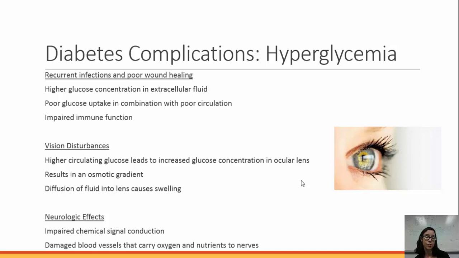High circulating glucose also can get caught in the ocular lens, causing an increase in the fluid because the concentration gradient pulls water in, and this glucose and added fluid in your ocular lens can cause vision disturbances. Too high of blood glucose can also impact our nerves and damage blood vessels. And so not only do we have the damage to the blood vessels, we also have impaired ability to carry oxygen and nutrients to our nerves. So not only are they being damaged, they're not getting the tools that they need to be repaired.